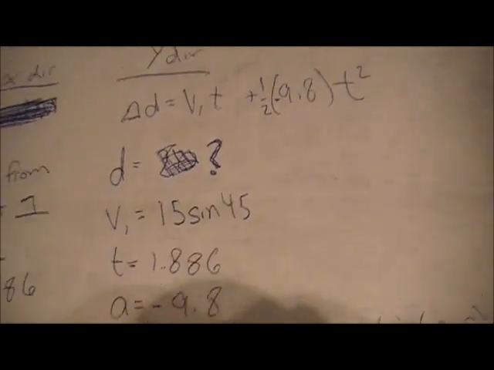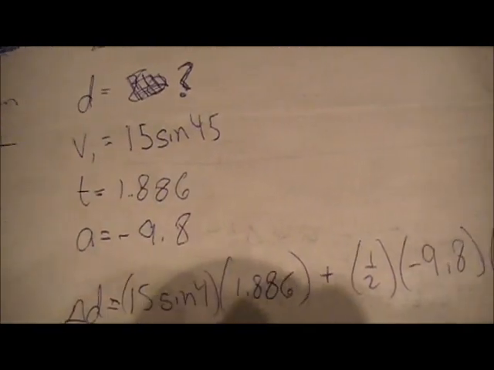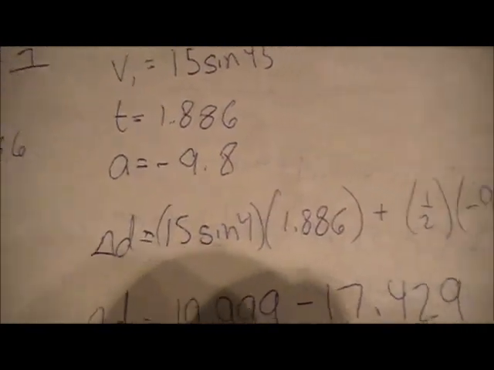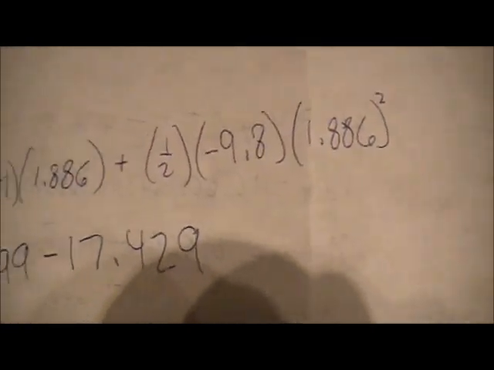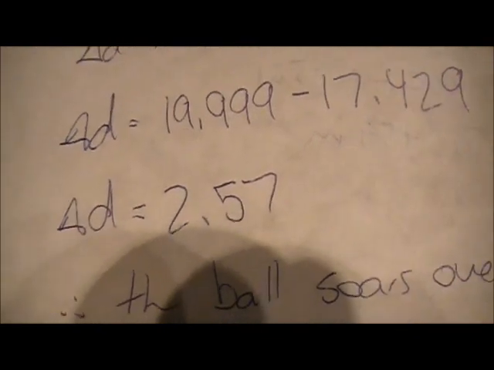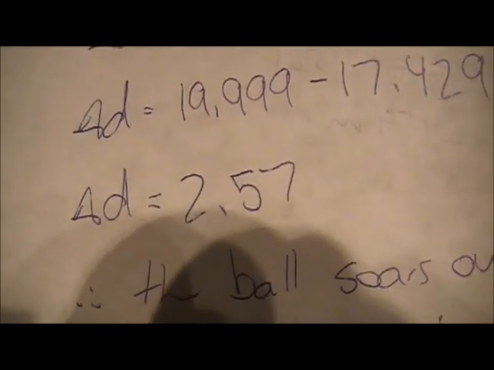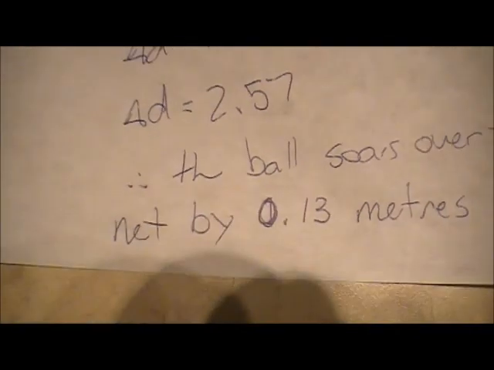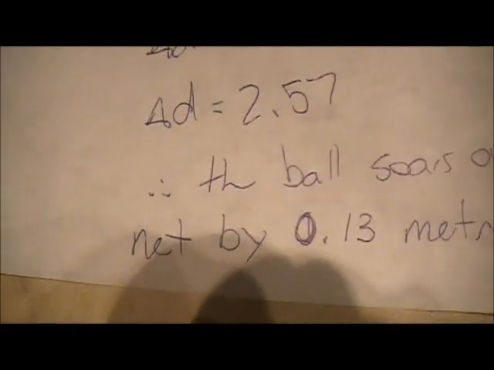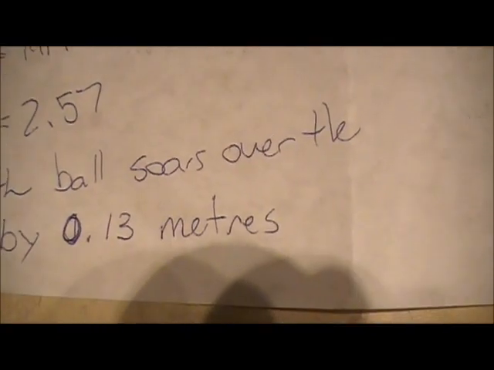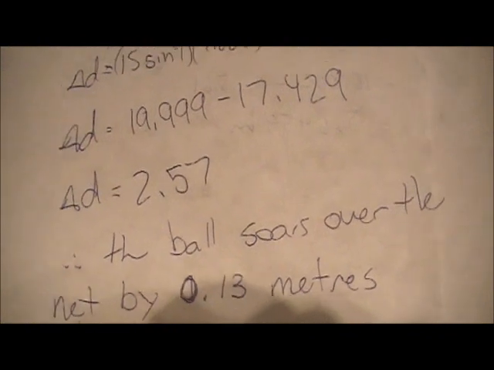Don't know what the displacement is. v1 in the y, time, and his acceleration. Use the same equation as before, and we found out that the ball would be 2.57 meters in the air, making it soaring over the net by 0.13 meters. Ian misses the goal even though he made it over Kyle's head with the kick. Maybe next time, kid.